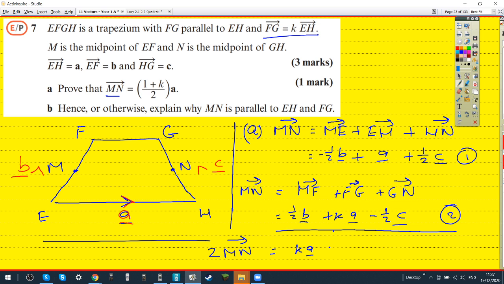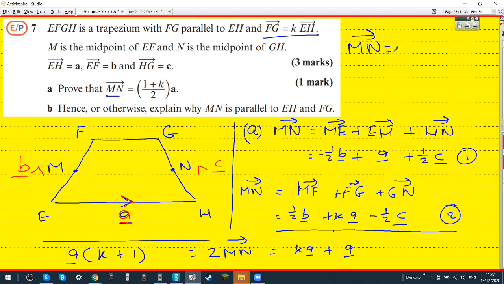KA plus A. They want just A, so factorize out A. That is A brackets K plus 1. So that's 2MN. So what would 1MN be? You need to divide by 2 both sides. You'd get K plus 1 over 2. And in the question they wrote it as 1 plus K over 2 A. They put the A at the end.